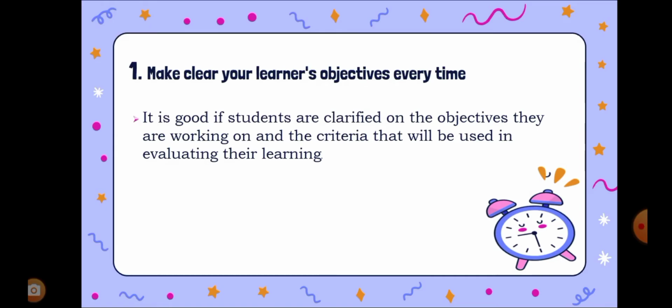So it is preferable if students are clear on the objectives they are working on, as well as the criteria that will be used to assess their learning. So why is it important for students to know the objectives? Learning objectives, also known as learning outcomes, are essential for effective learning. They help to articulate what students should be able to do as a result of the instruction and consequently aid in designing more effective instruction planning, activities, and assessments.